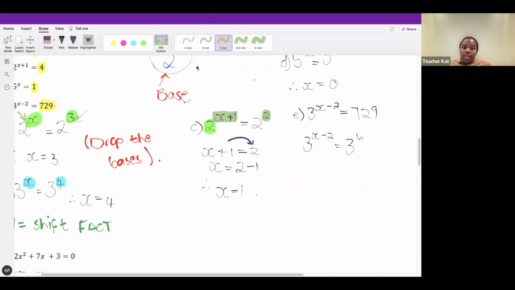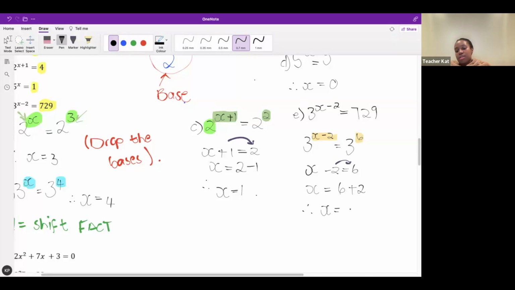Okay. Now, in this case, my something is x minus 2 is equal to 6. So let's drop the base. Therefore, x minus 2 is 6. I still need to solve for x, so I move my 2 over to the other side. So x will equal 6 plus or minus 2? If I'm moving my 2 over, guys, it is plus 2. So therefore, my final answer is 8.